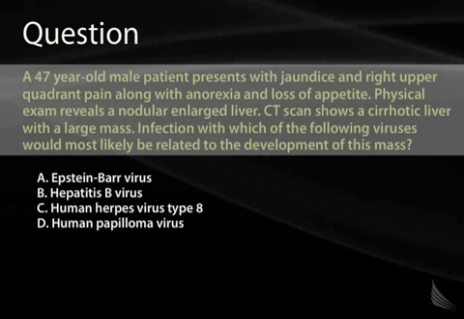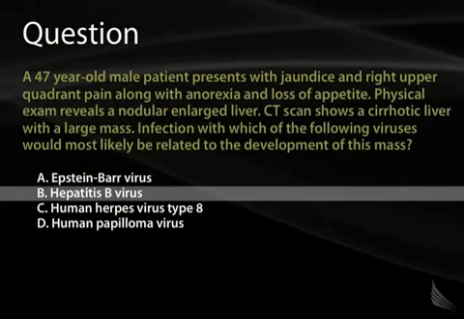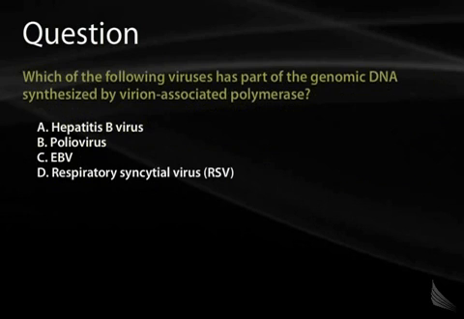So we're talking about hepatocellular carcinoma. The big ones you worry about with that are hepatitis B and hepatitis C. And since we have hepatitis B as an option, it's going to be that. Epstein-Barr can form Burkitt's lymphoma or other lymphomas, but that's not usually going to be lodged in the liver. HHV8 can cause Kaposi sarcoma, but that doesn't happen in the liver. And HPV can cause cervical cancer, but not in the liver.